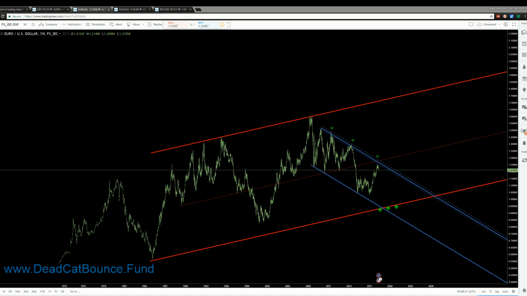Which is this chart? If you have guessed that this chart is the US dollar index, you have guessed right. So, what is the dollar index?